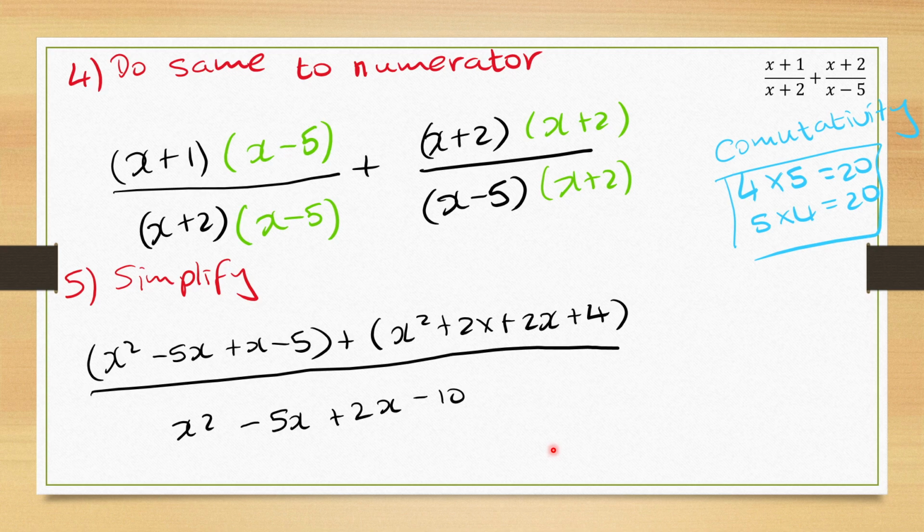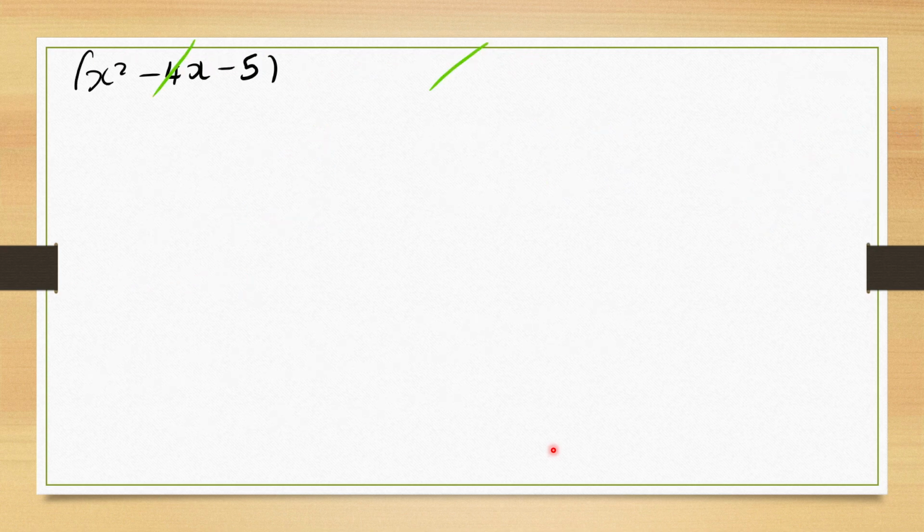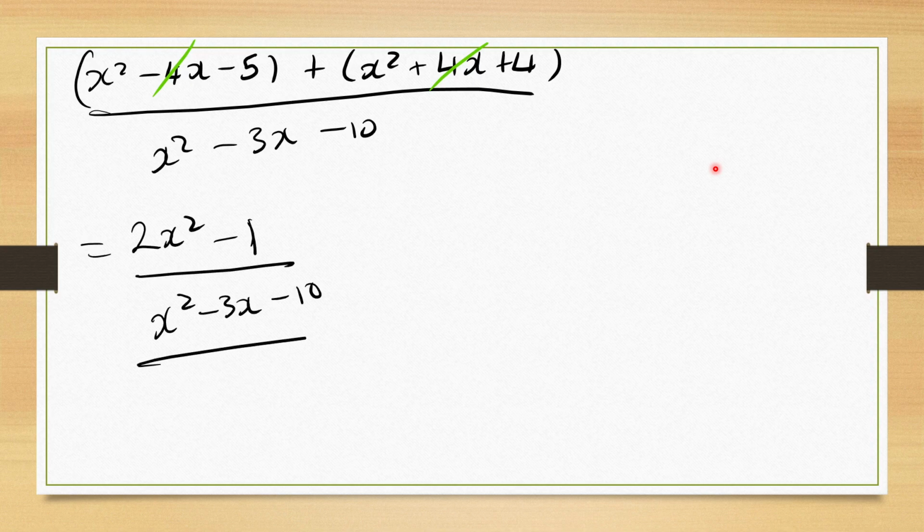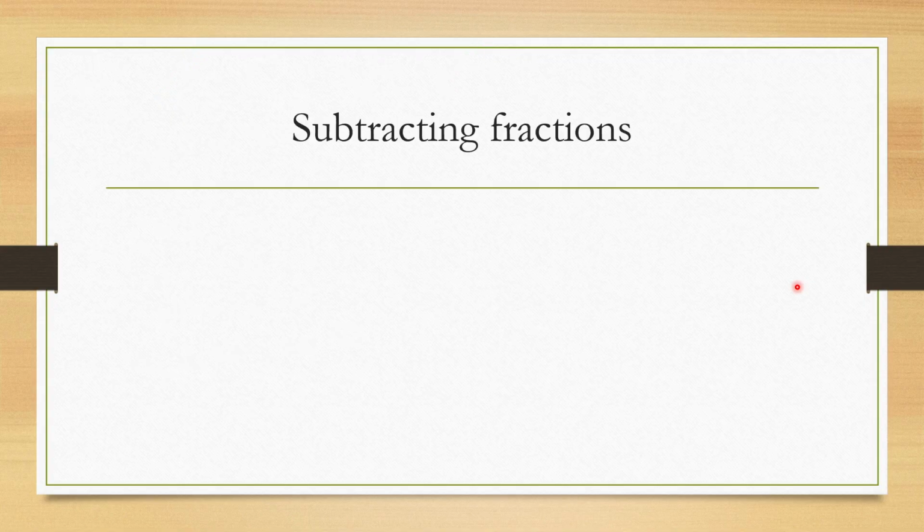Now you've expanded out the brackets, we're going to cancel things out. We have minus 4 on one and plus 4 on the other. So on the numerator we have minus 4 and plus 4, and that's going to cancel out. Now we're going to simplify further. x squared plus x squared gives us 2x squared, and then minus 5 plus 4 gives us minus 1. So we're left with 2x squared minus 1 over x squared minus 3x minus 10.